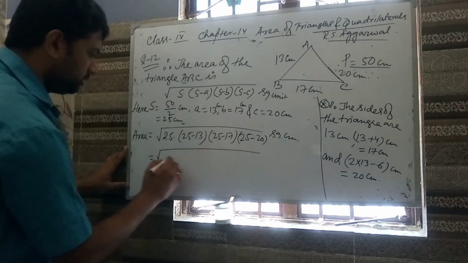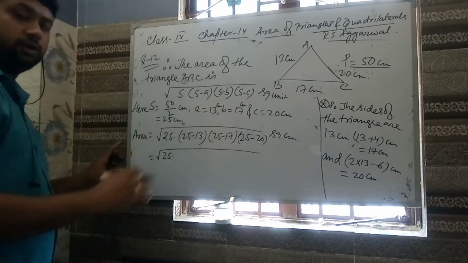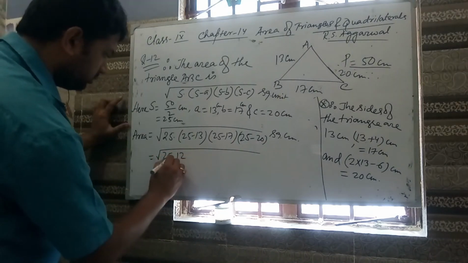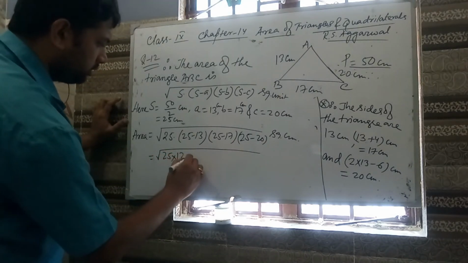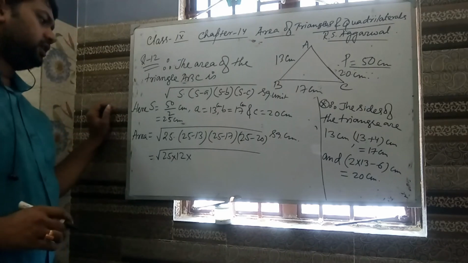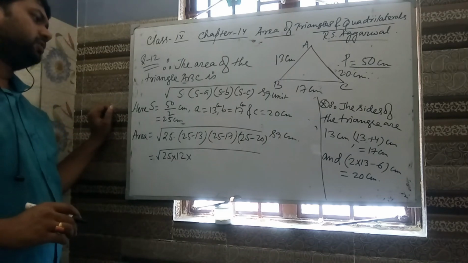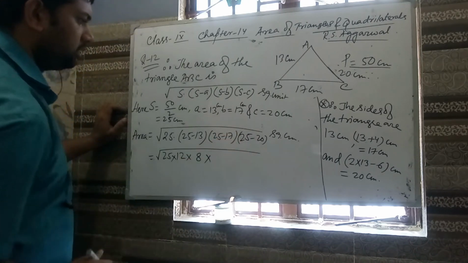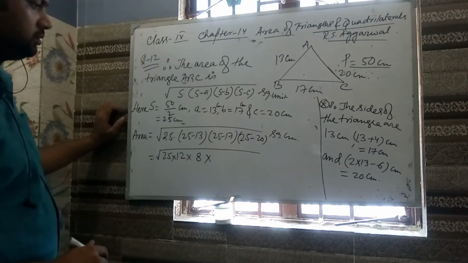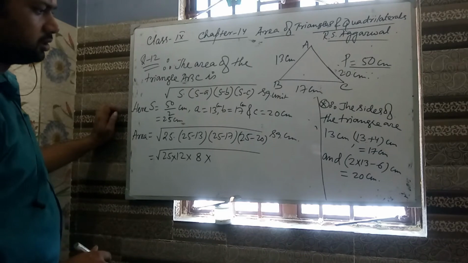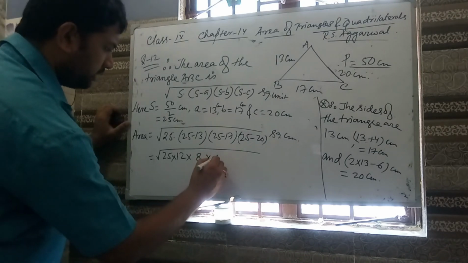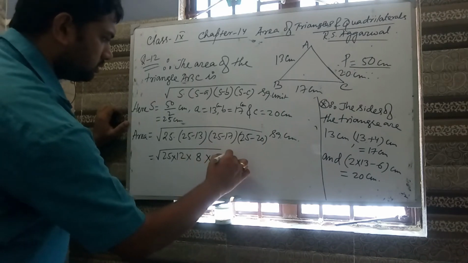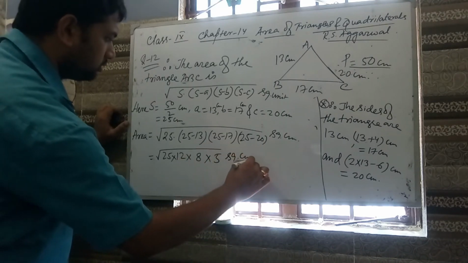Calculate. 25. 25 minus 13 gives you 12. So 25 into 12. 17, if we subtract it from 25, we get 8. Here 25 minus 20, so 5. This much square centimeter.